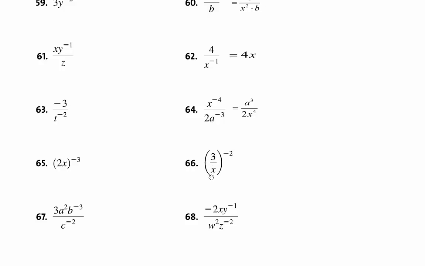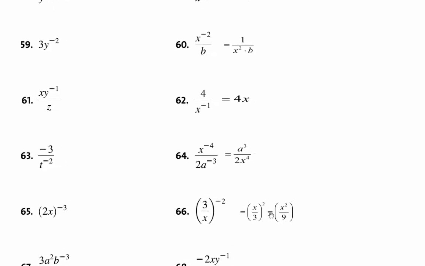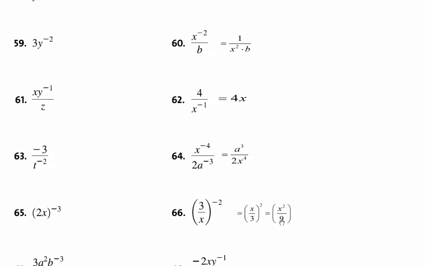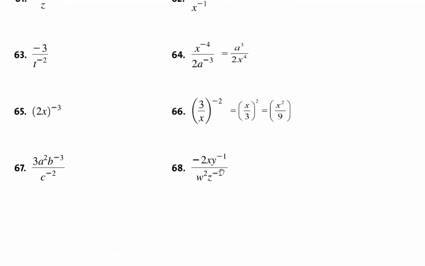Number 66, my base is 3 over x, so I'm going to take the reciprocal to get x over 3 and make my exponent positive. So you can see I'm left with x over 3 quantity squared, which becomes x squared divided by 9. Because remember, this 3 is raised to the 2 to give me 9. Okay. And number 68, I think that's the last one.